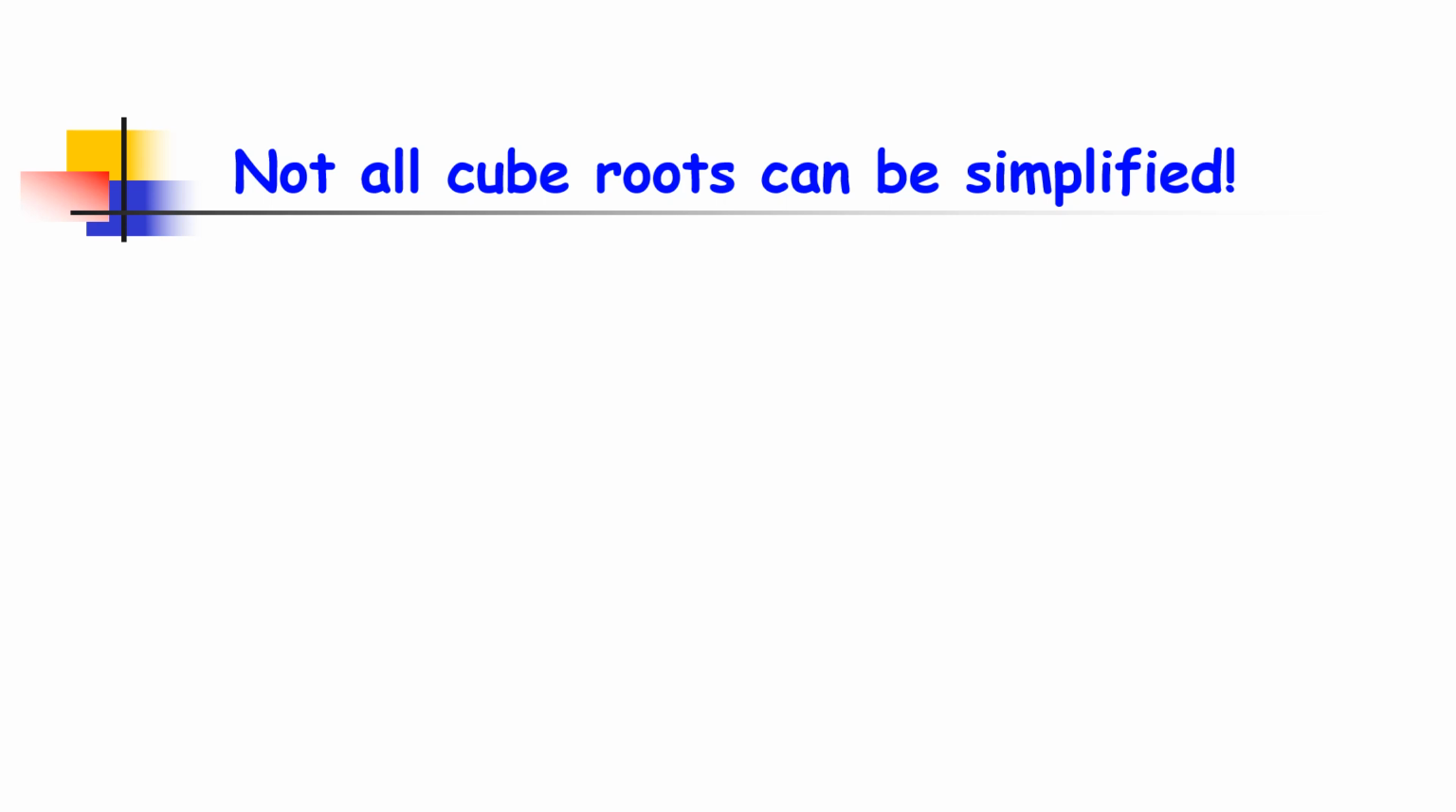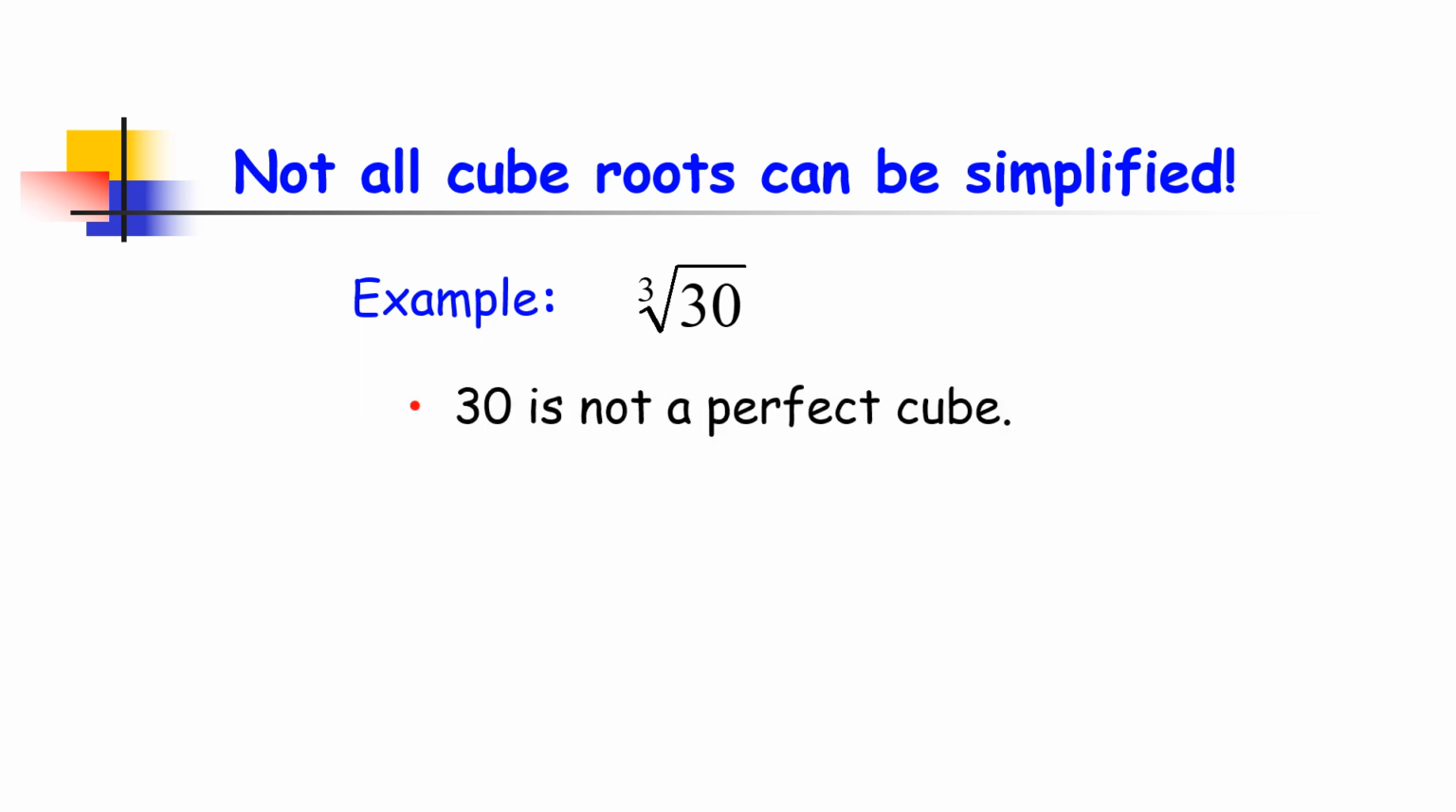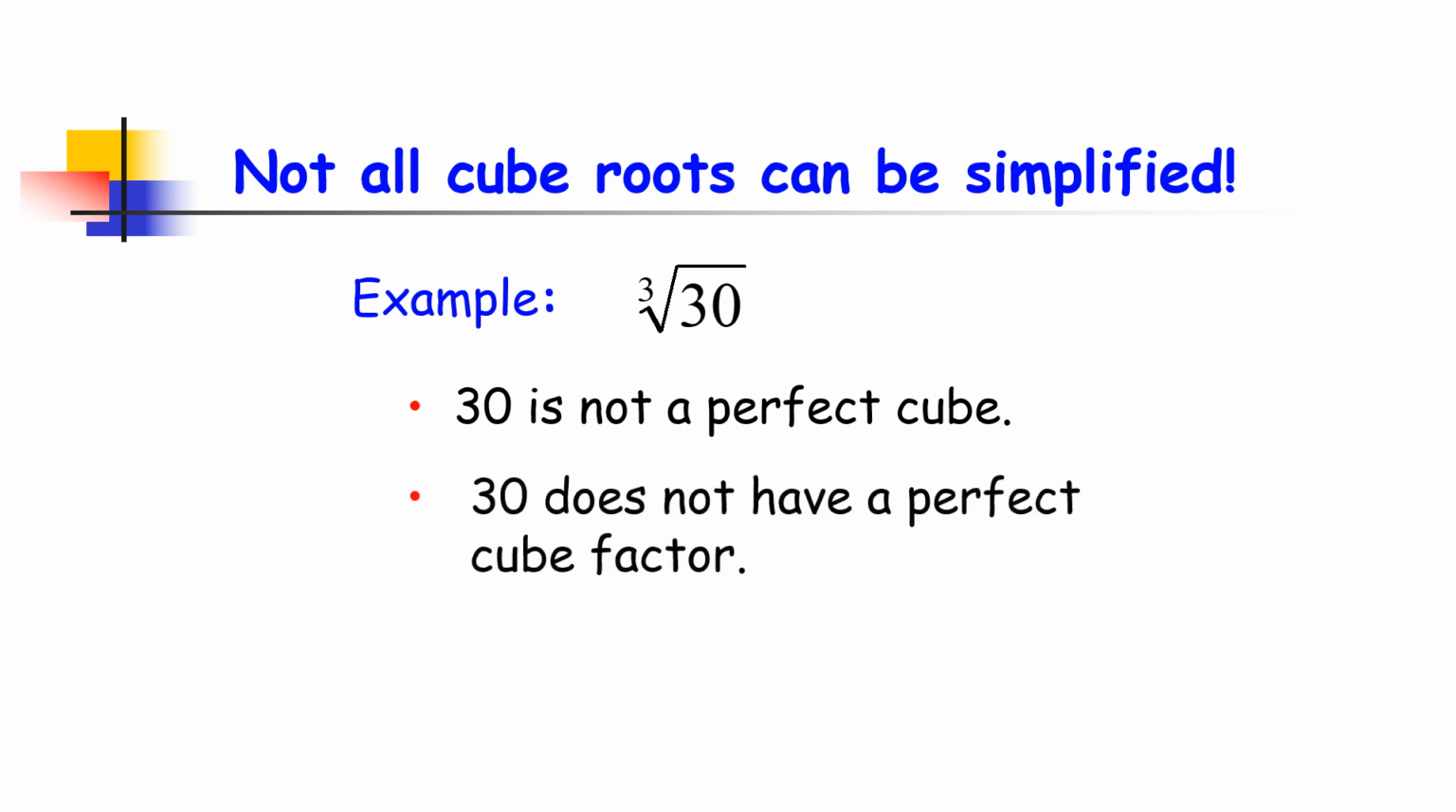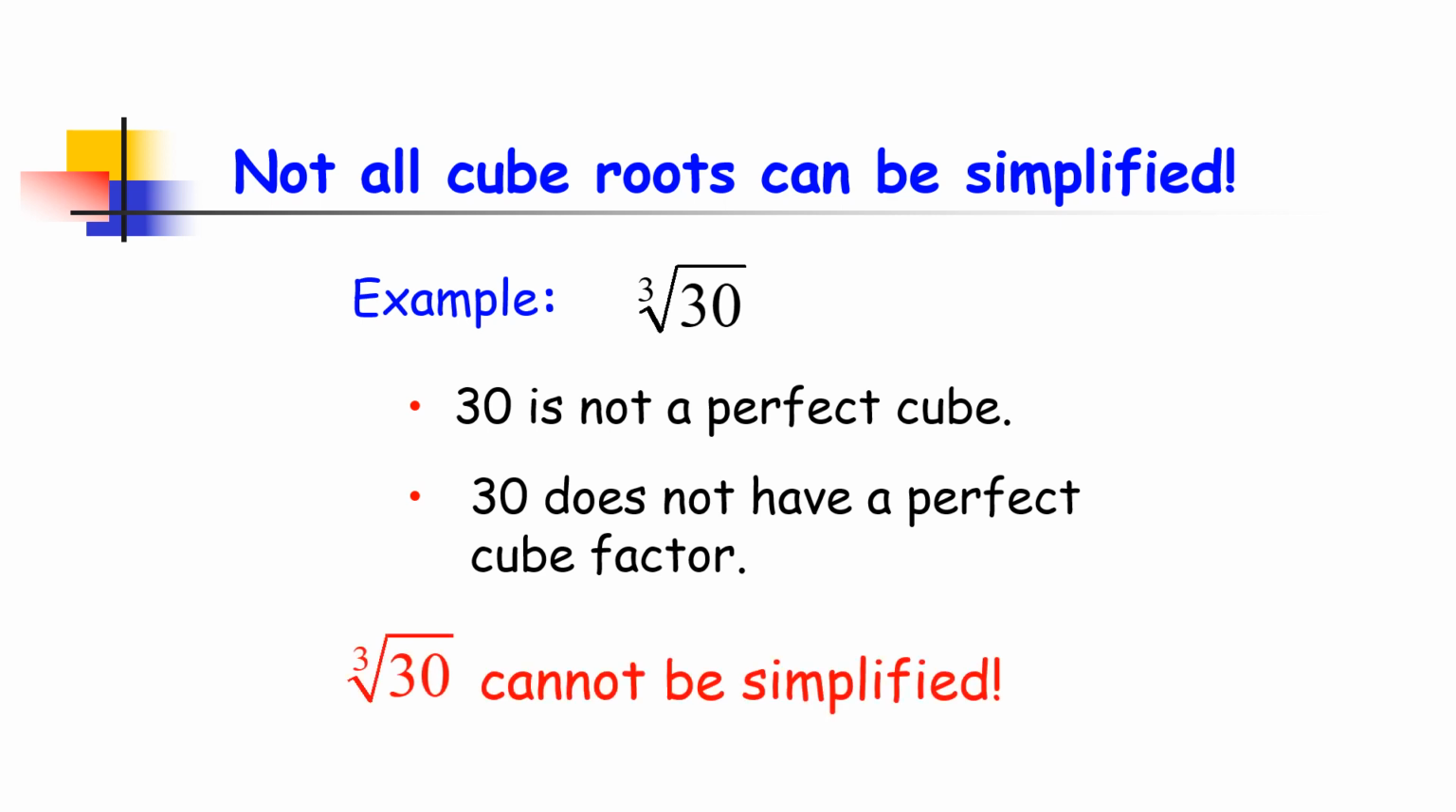So not all cube roots can be simplified. Okay? So for example, cube root of 30. 30 is not a perfect cube, and 30 does not have a perfect cube factor. So therefore, cube root of 30 cannot be simplified at all. If a number is not a perfect cube and does not have a perfect cube factor, then it cannot be simplified. So just write cube root of 30, or cube root of that certain number.